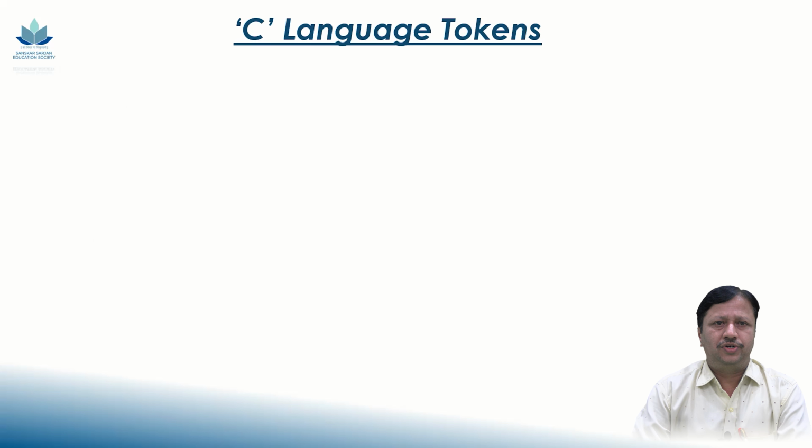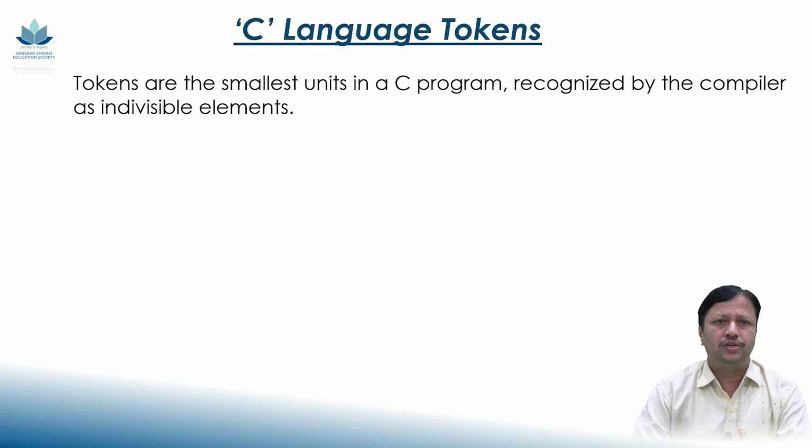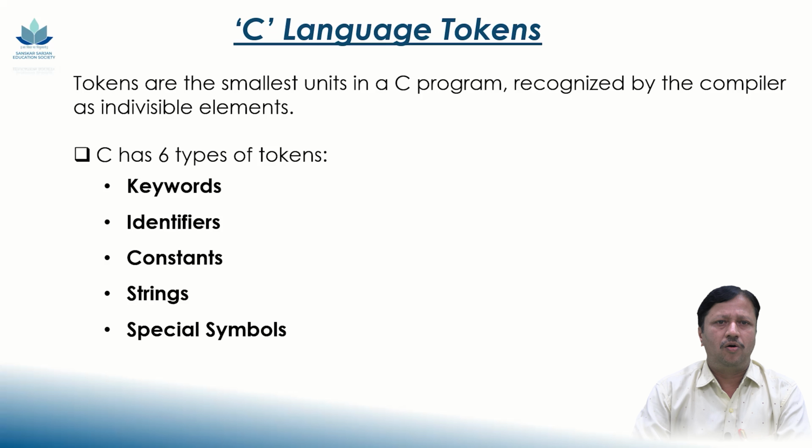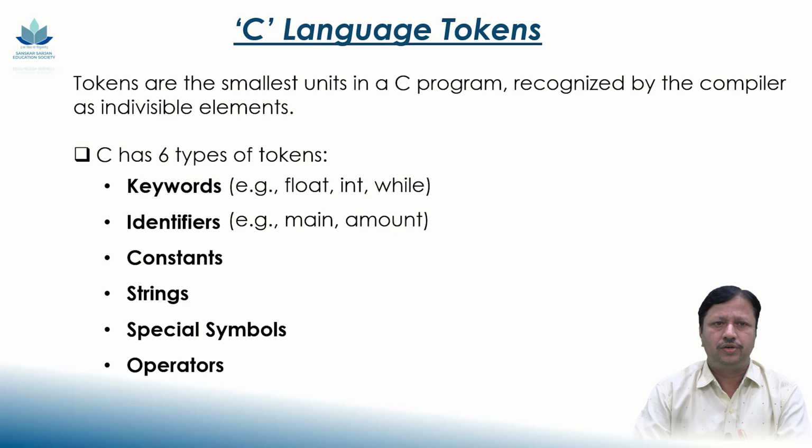C language tokens. First, understanding tokens. Tokens are the smallest units in a C program, recognized by the compiler as indivisible elements. C has six types of tokens: keywords, identifiers, constants, strings, special symbols and operators. Keywords, for example, float, int, while. Identifiers, for example, main, amount. Constants, for example, minus 25.6, 100.